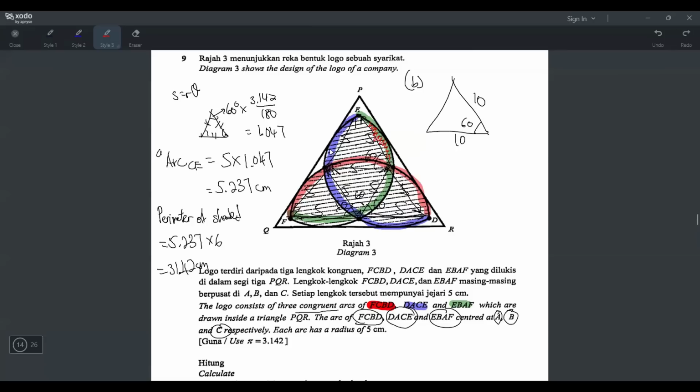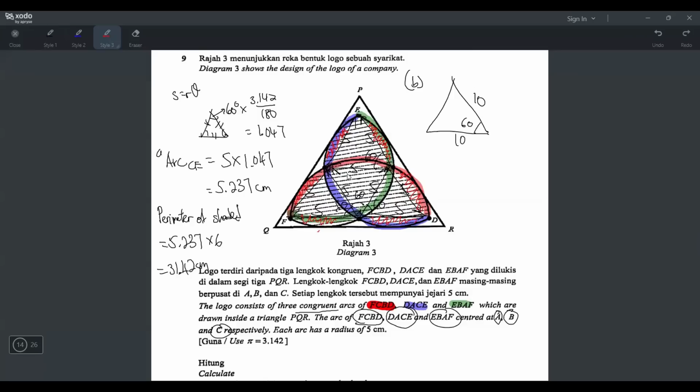this, this, this, and this, and this. And let me tell you, all these shapes, we call them segments. In Bahasa Melayu, tembereng. And to find the area of a segment, you have to use the formula 1 over 2 r square, theta minus sine theta. Yeah, that's the formula for the area of a segment.